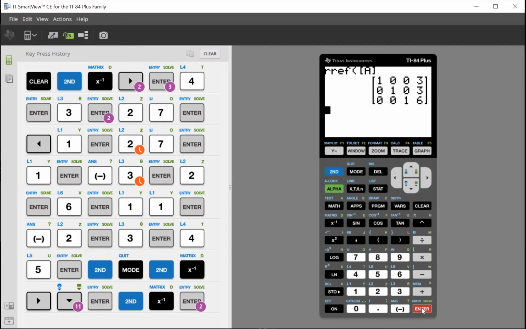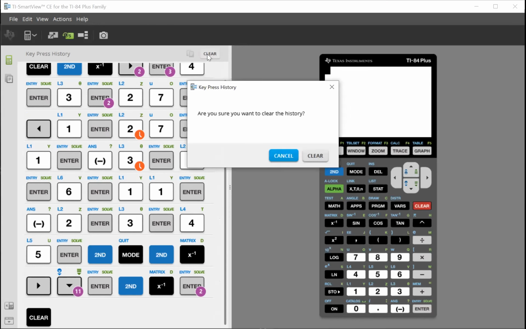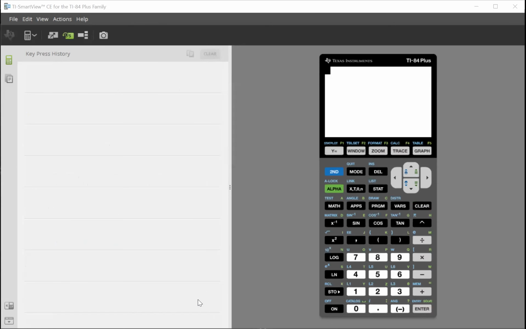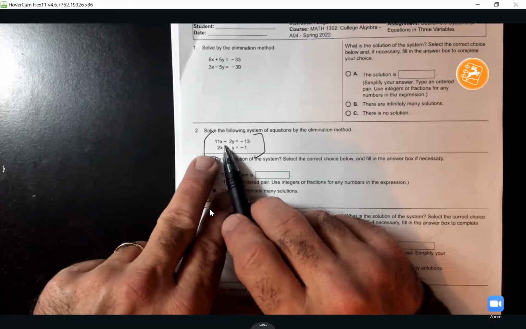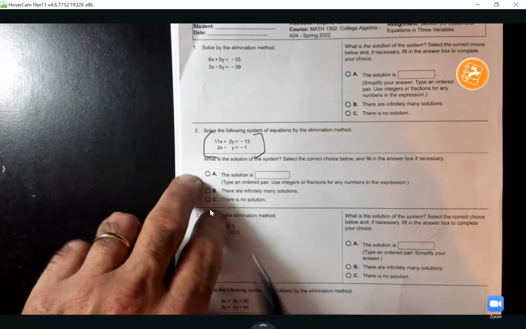All right, so you'll have this video to look at for doing this on a calculator. So let me go back and do a two variable equation. Let me clear everything. So y'all, for my two variable, I'm going to do this one right here: 11x plus 2y equals negative 13, and 2x minus y equals negative 1.